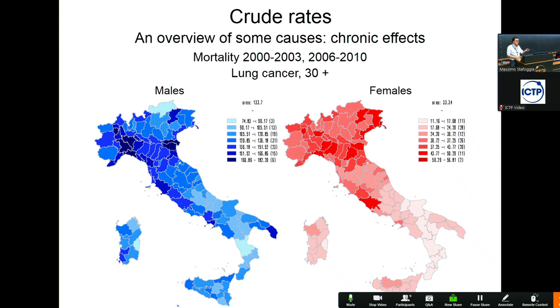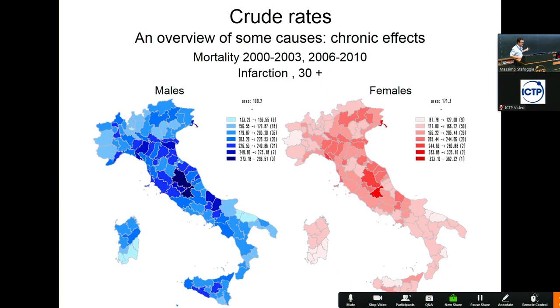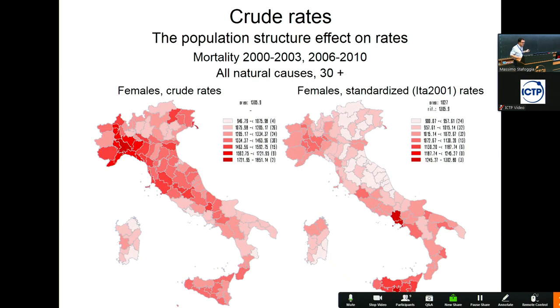So these are crude rates, which means these are maps which report the ratios between the population data as the denominator and the mortality counts by cause as the numerator for each province in this case. Okay, and we have all the different causes.